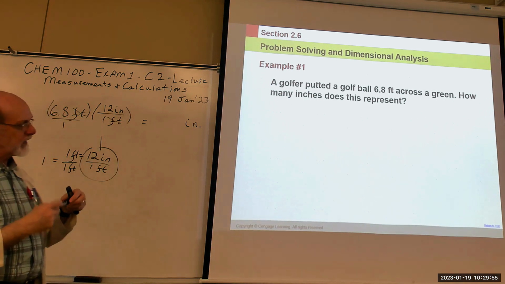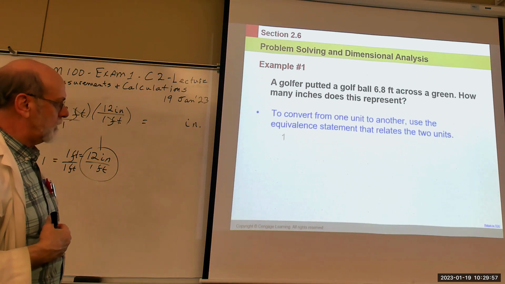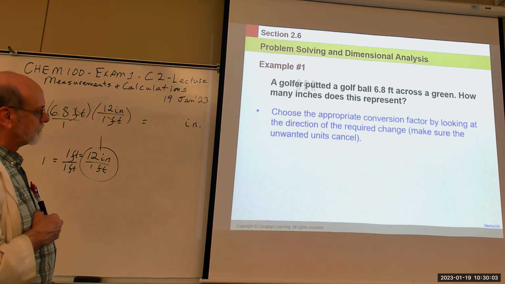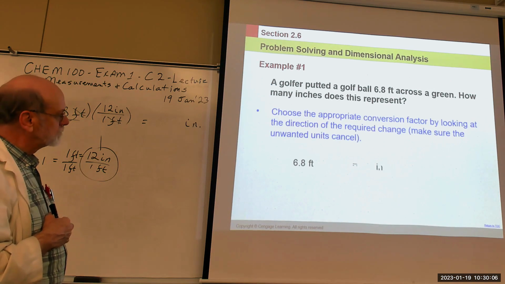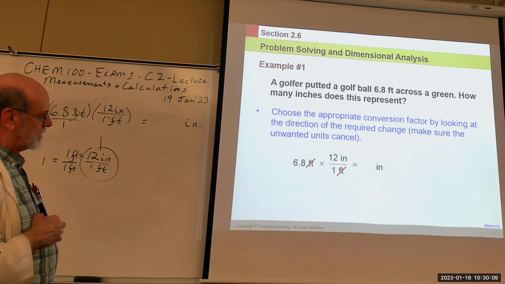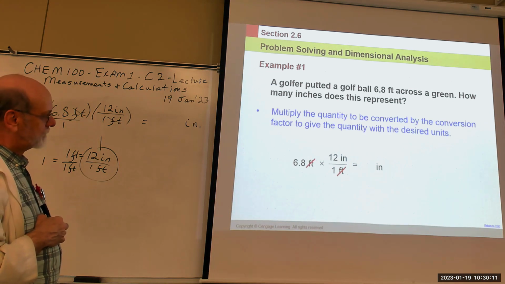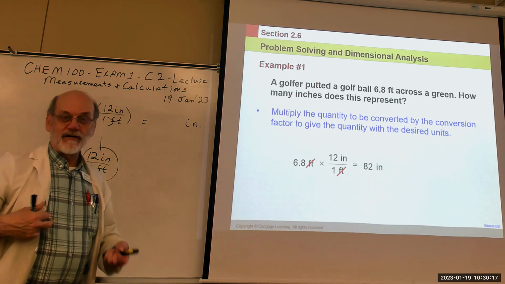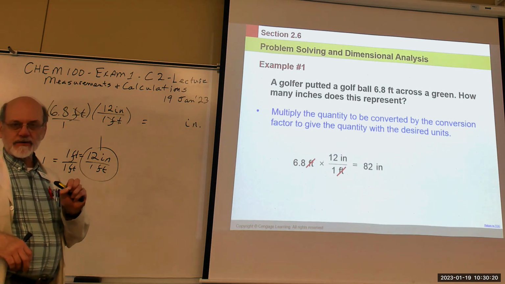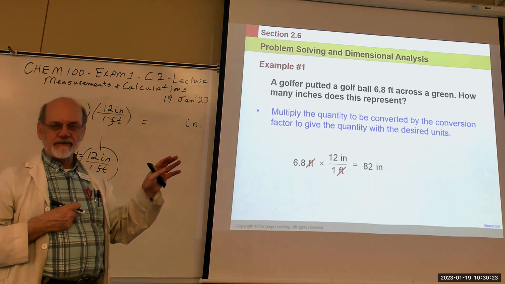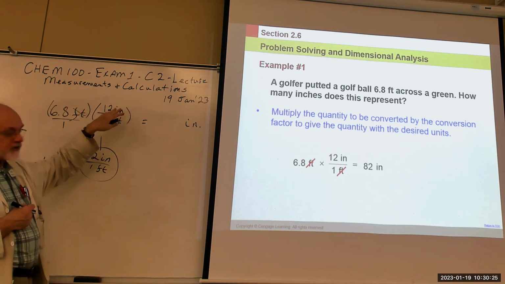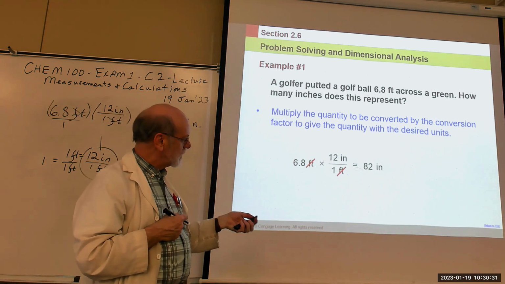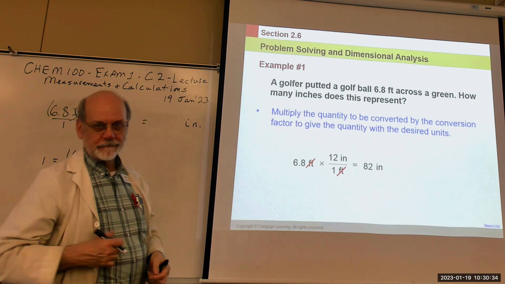So 12 times 6.8 is what? There it is. 82 inches. Okay. Now remember what I said earlier. Exact numbers have infinite significant figures. So we don't have to deal with this one. We only have to look at that one. It has two significant figures. Two significant figures, two significant figures. We're good.